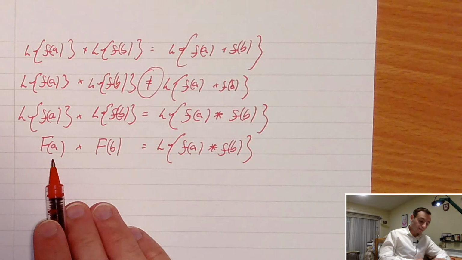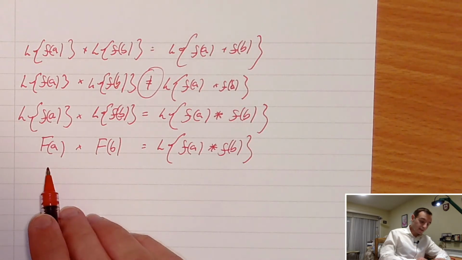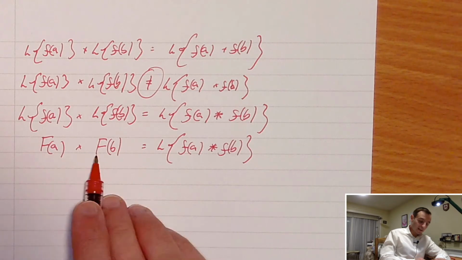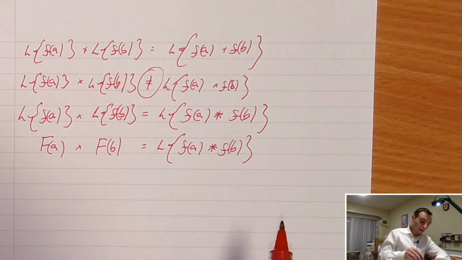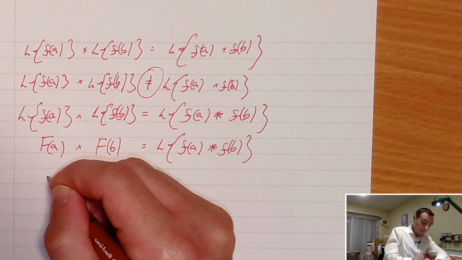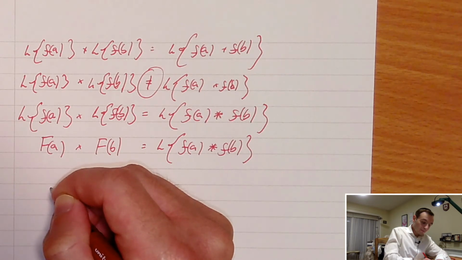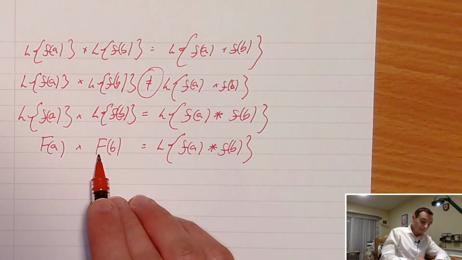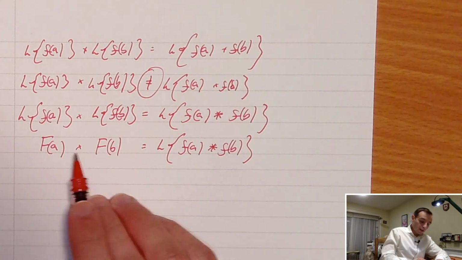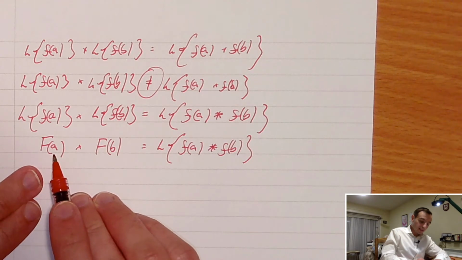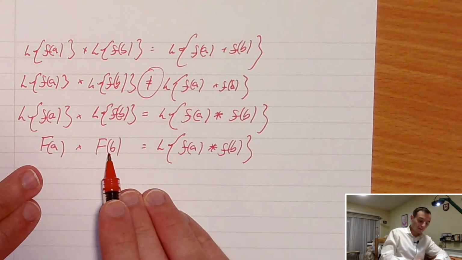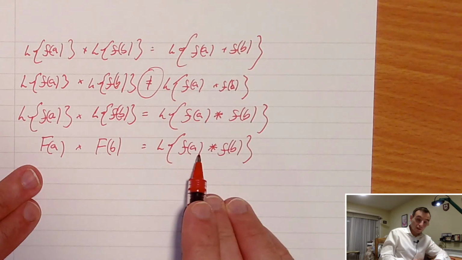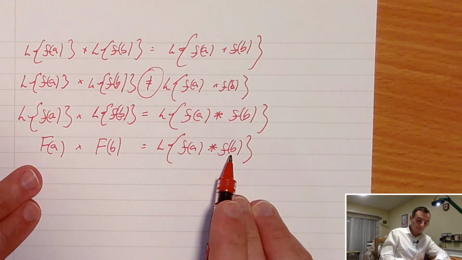So what I could do is, let's leave this as f of a and f of b. What we would really normally do is say it slightly differently. So we've got two Laplace transforms here, the Laplace transform of f of a and the Laplace transform of f of b, equals the Laplace transform of the convolution of f of a and f of b.